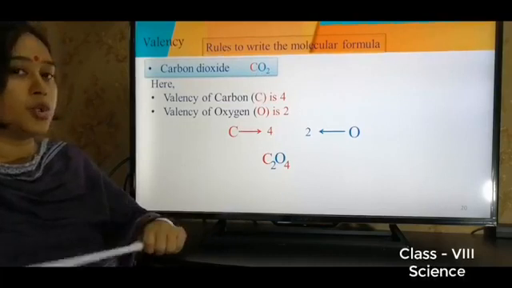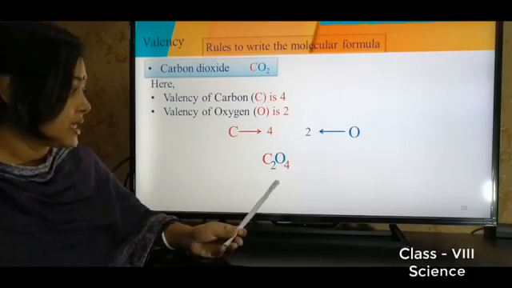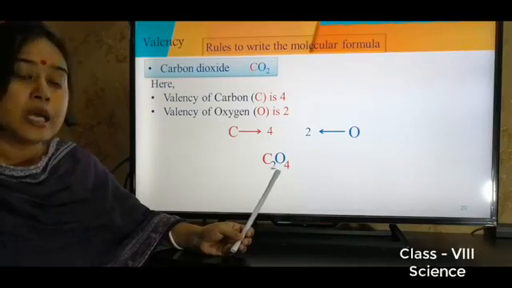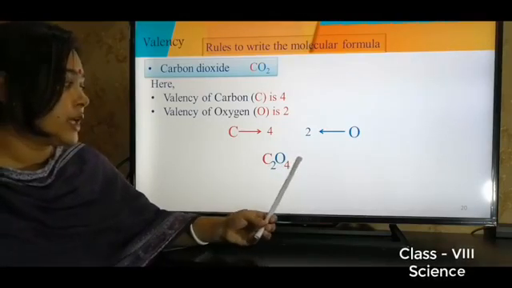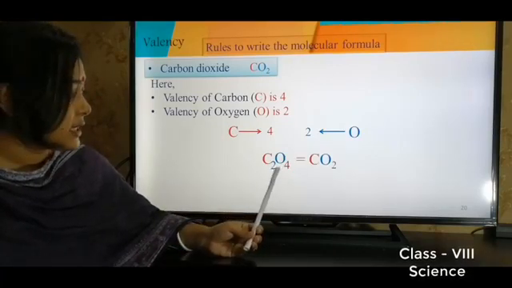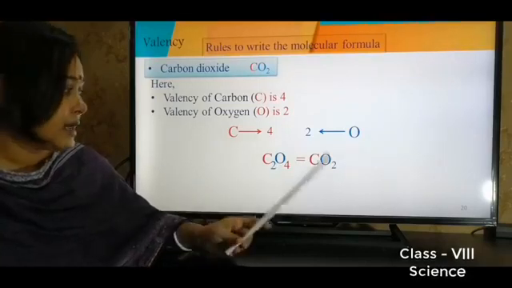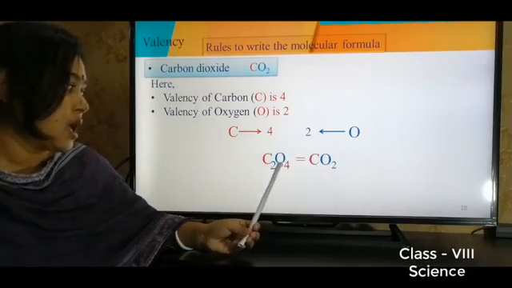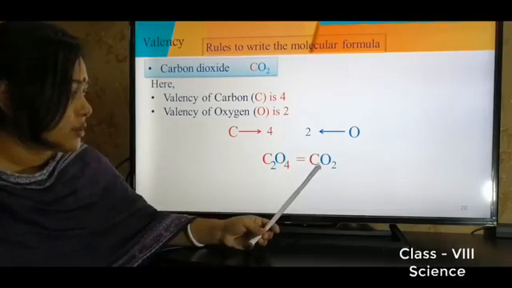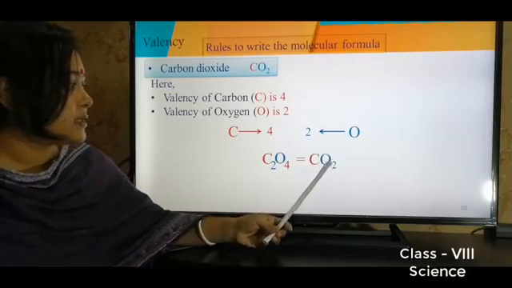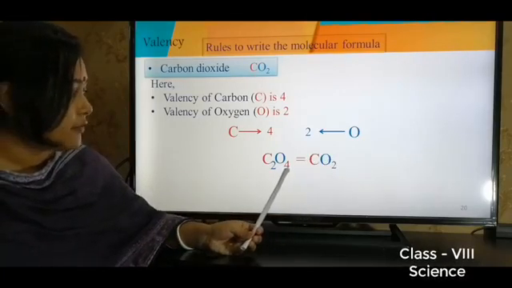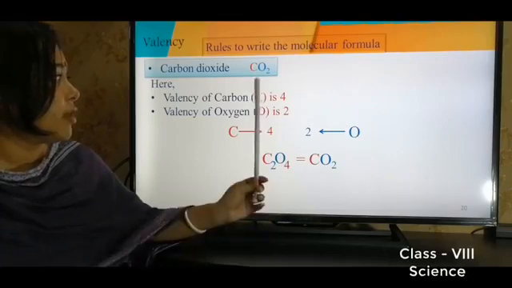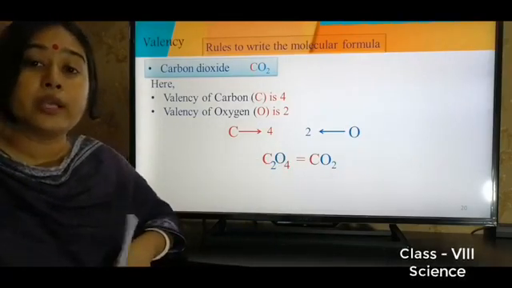How do we get CO2 from C2O4? Here you can see 2 and 4. These two numbers are multiples of 2. We can divide this 2 by 2, and we can also divide this 4 by 2. After dividing 2 by 2, we get 1, and after dividing 4 by 2, we get 2. That's why we didn't write any number here, because 2 divided by 2 is 1. That means it is C and O2. How do we get this 2? By dividing 4 by 2. The result is 2. So that's the way we get the formula of carbon dioxide, CO2, using rule number 2.